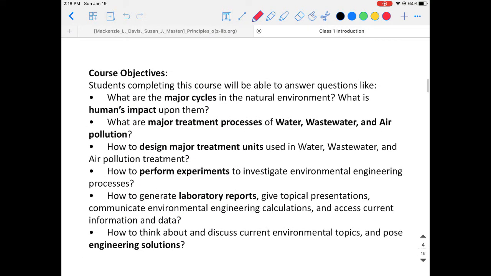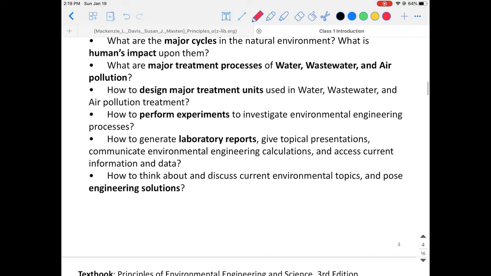As you might have noticed, for this class we're also having a concurrent experimental section. So you're going to learn the basic ideas on how to do environmental sampling, or how to design these environmental devices to deal with the pollution problems. And you should be able to generate laboratory reports, give topical presentations, communicate with others, and also work on solving these problems with mathematical calculations.